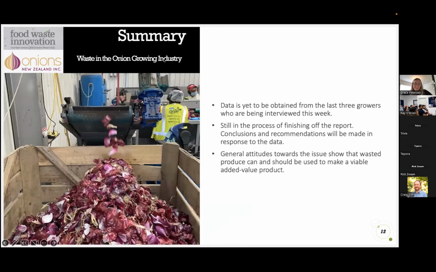So in summary, data is still yet to be obtained from the 3 growers that are being interviewed, hopefully this week. I'm still in the process of finishing off the report, so conclusions and recommendations will be made in response to the updated data obtained from this research and will be presented to the working group.